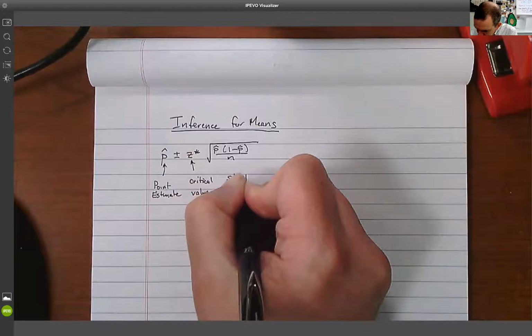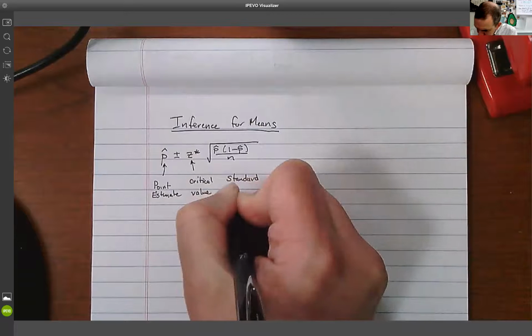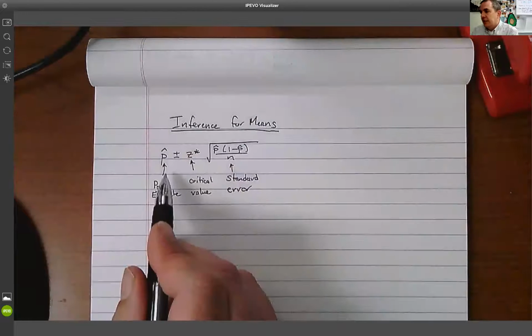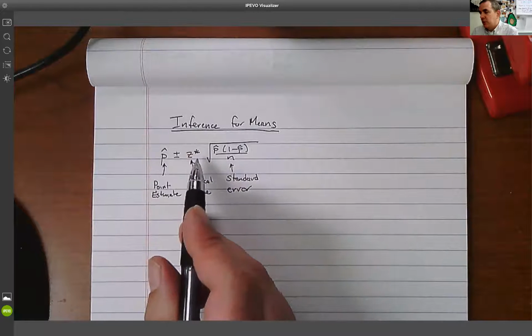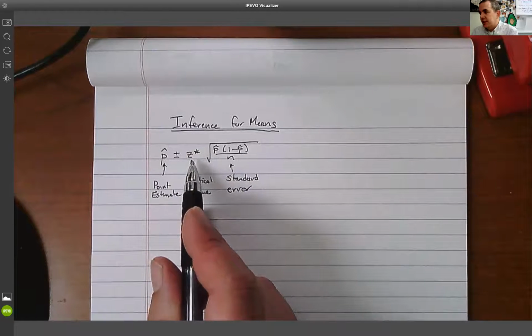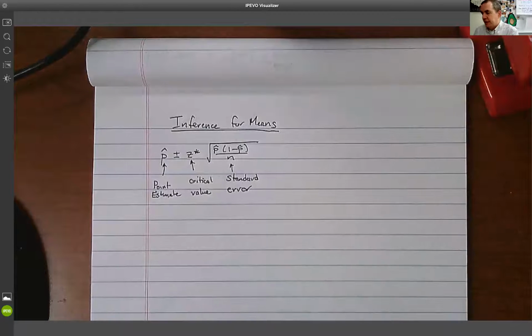So again, what we did for a proportion was we said, we're going to make a best guess of what the center is using our sample. We're going to count a certain number of standard deviations or standard errors in each direction. So it gave us a range of values.